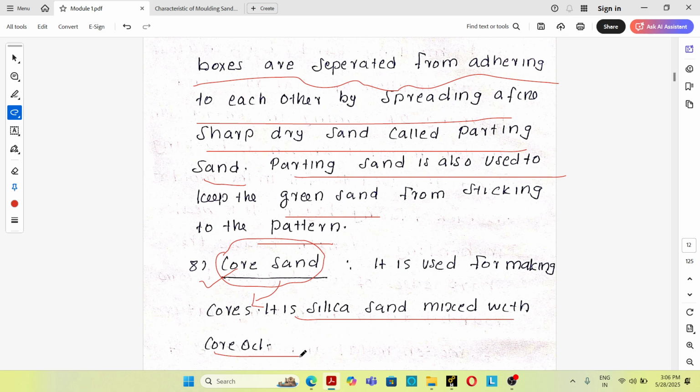So these are the different types of sand used in the sand casting process. We have basically natural sand and synthetic sand, and we have other classifications: green sand, dry sand, loam sand, facing sand, baking sand, system sand, parting sand, and core sand.